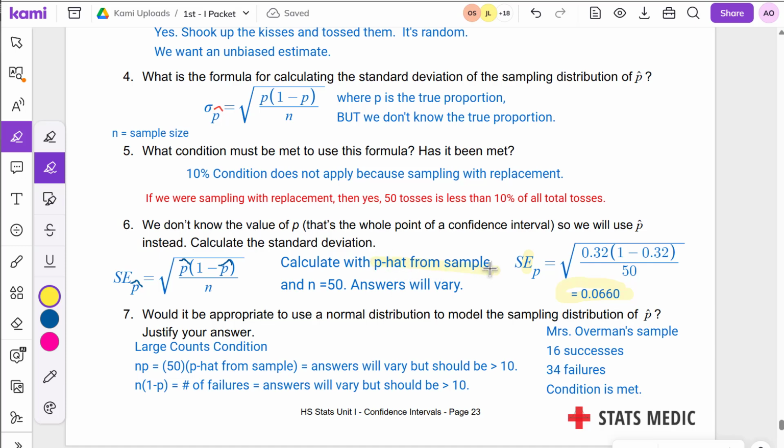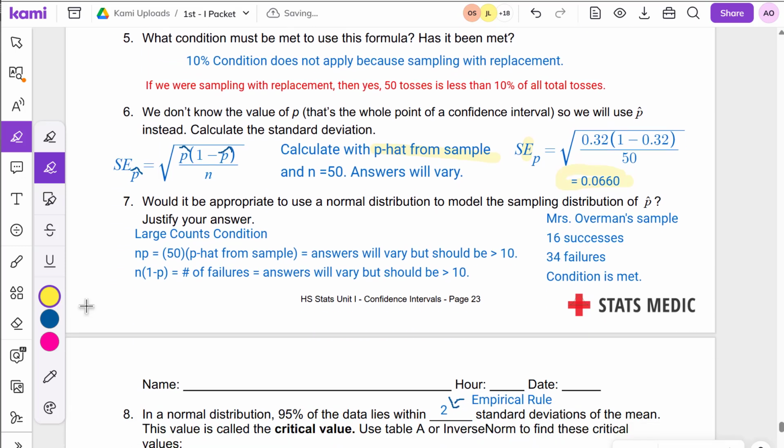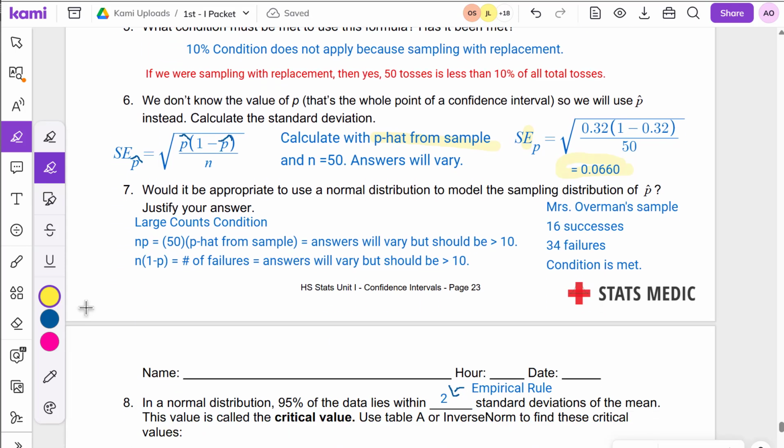And by this, they are referring to the large counts condition. So you would just basically look at how many flat-landing Hershey's Kisses you got and how many others. So the flats are successes. I got 16 and 34. So yes, my conditions are met.